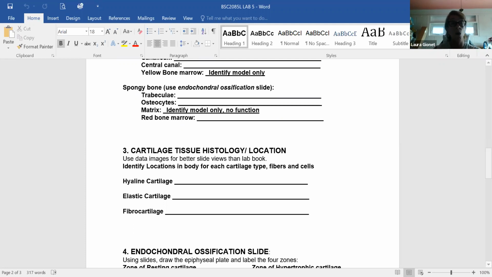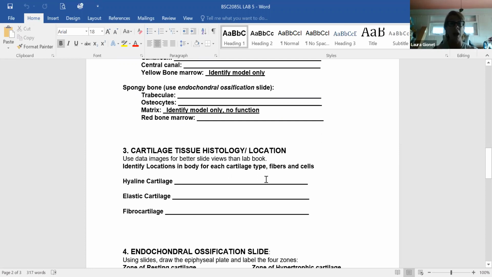All right, so we need to be able to identify the cartilage type. We need to identify the fibers found there and the cells. So the cells are easy. I would write those in first. Chondrocytes are cartilage cells, so they are common to hyaline, elastic, and fibrocartilage. So just write chondrocyte on the 3 lines, and then a comma.